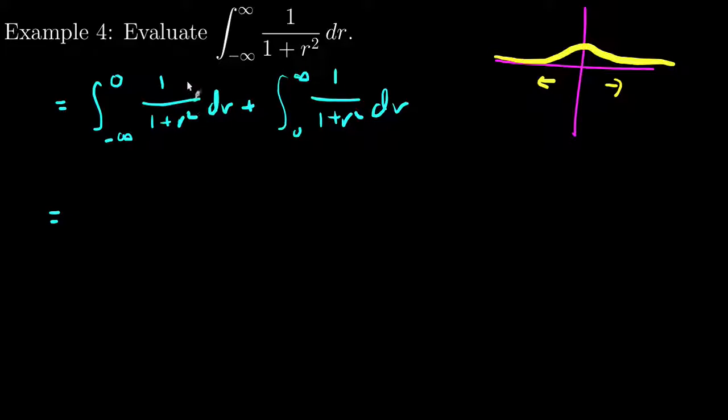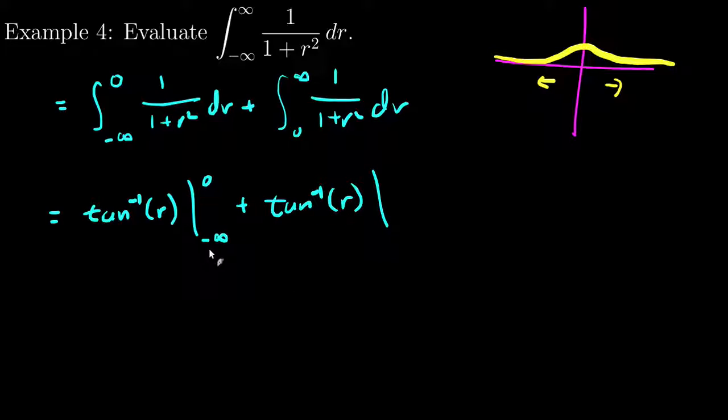And so in here, I know the antiderivative of 1 over 1 plus r squared is arctangent. So arctangent of r evaluated from a number approaching negative infinity to 0, plus the arctangent of r evaluated from 0 to a number approaching positive infinity. Now, the arc whose tangent is 0 is 0. The arc whose tangent approaches negative infinity, well, let me think about this for a second, this will be negative pi over 2.